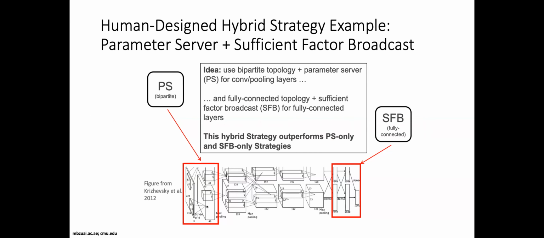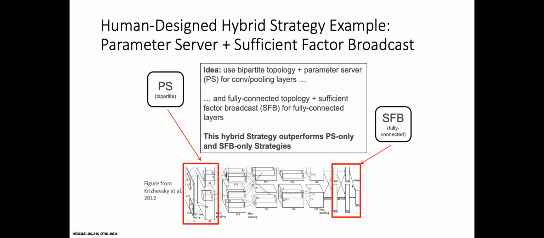As it turns out, parameter servers perform better when the number of parameters is small, because they are kind of a centralized architecture. Whereas there are different types of strategies, such as all-reduce or sufficient factor broadcast, that are more adapted to dealing with a large number of very large matrix parameters.